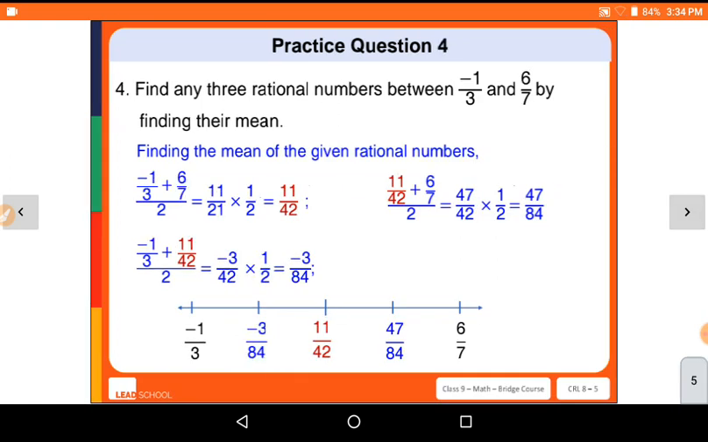So -1/3 and 6/7, finding their means, is practice question 4. First is the representation of a rational number on the number line, practice question 1. Second is finding rational numbers by the same denominator method. Practice questions 3 and 4 both use the average and mean method. These four questions you also have to implement in today's homework. So these are the daily reviews. Let us move on to the day 2 part.